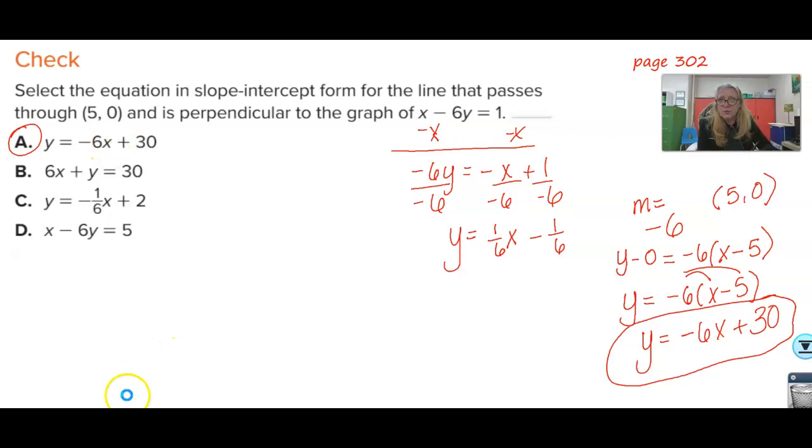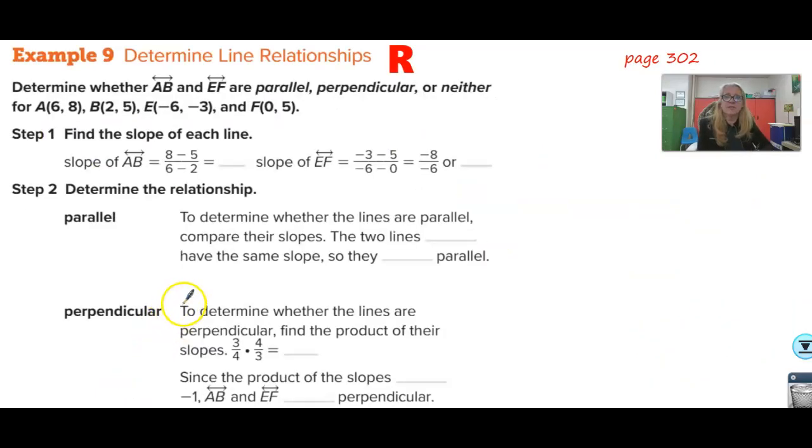Wow, I'm at 30 minutes already. Wow. Okay. Determine linear relations, determine line relationships. I warned you that this section was long, okay? Determine whether AB and EF are parallel, perpendicular, or neither, okay? So what they're giving you is the coordinates of A and the coordinates of B, and you've got to find the slope of line AB. Then you've got to find the slope of line EF, and then you've got to decide if those slopes are the same and the lines are parallel, if the slopes are negative reciprocals of each other and they'd be perpendicular, and if they're not either one of those, then they're neither. They're just intersecting lines, okay?